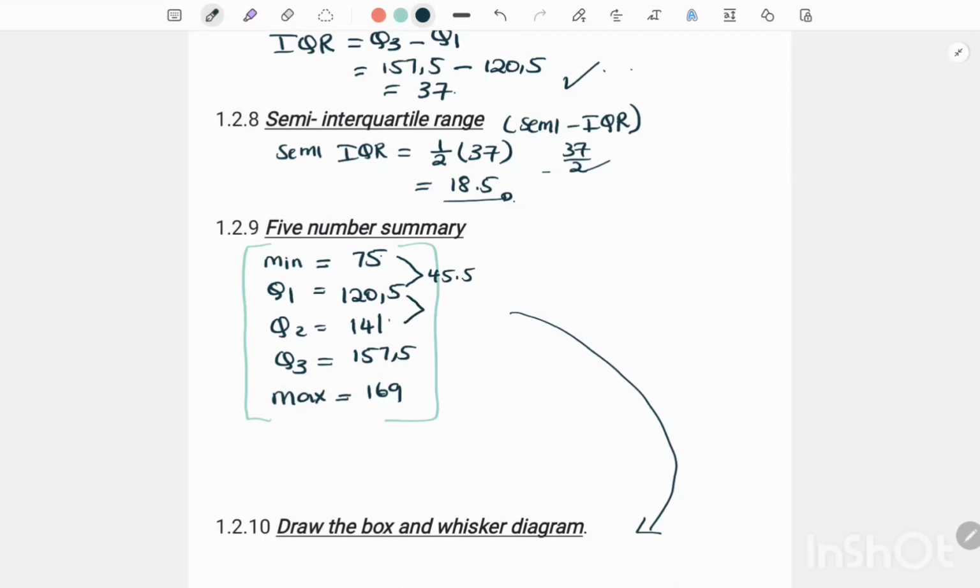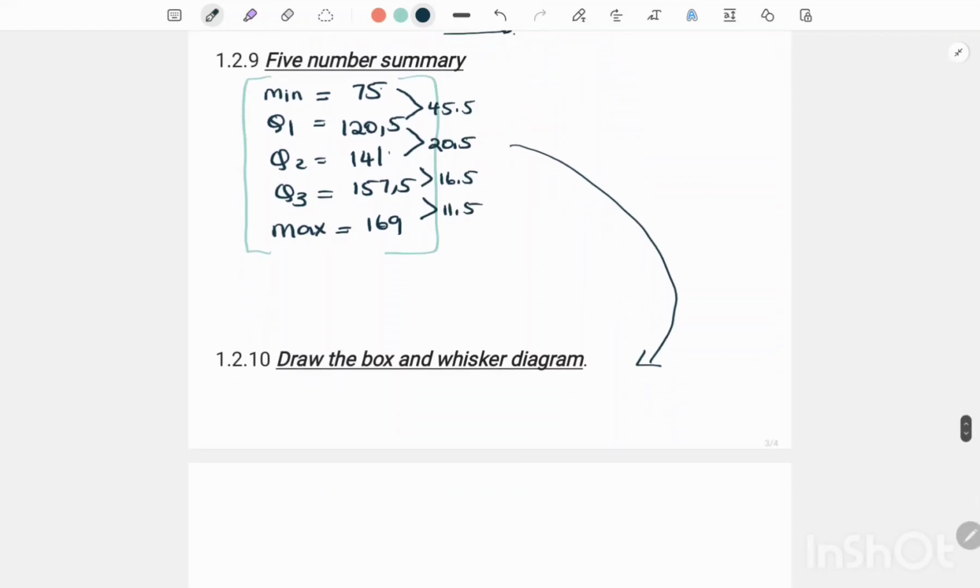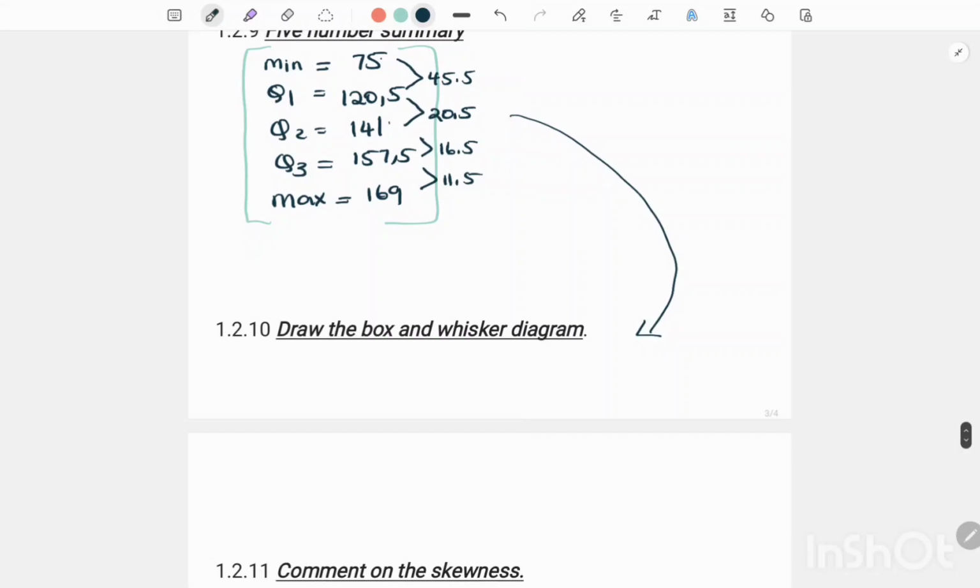Then from Q1 to Q2, 141 minus 120.5. The distance is 20.5. From Q2 to Q3, 157.5 minus 141, 16.5. Then the last one, 11.5. Now let's draw our box and whisker diagram.